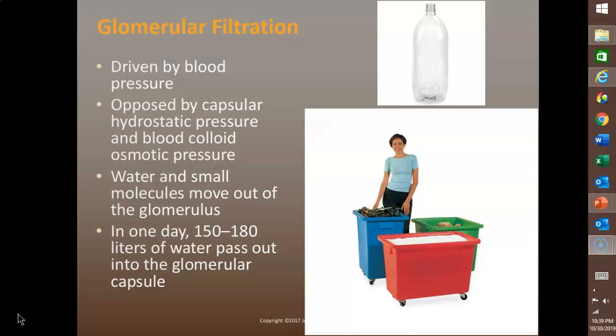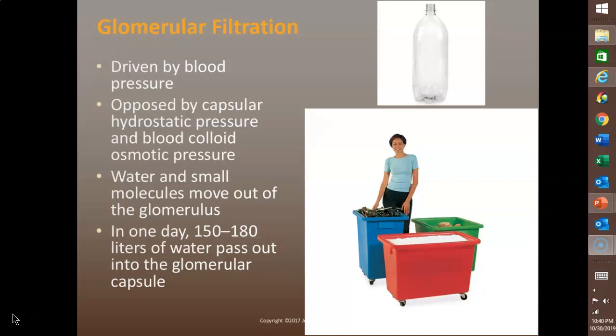So these containers that you see here in the bottom image represent approximately 150 to 180 liters. Now imagine that much filtrate being filtered out of the blood and through the kidneys each day. Imagine if you had to excrete all of that each day. But we don't, because about 99% of that glomerular filtrate is going to return back to the bloodstream because of tubular reabsorption. So only about 1 to 2 liters, 1 to 2 two-liter Coke bottles, is going to be excreted each day.